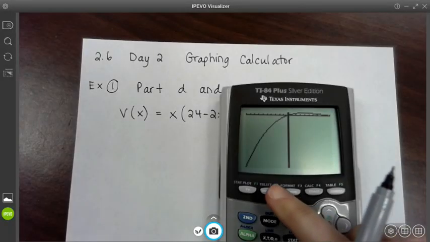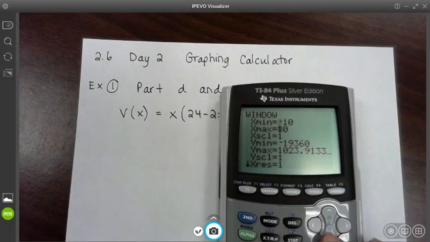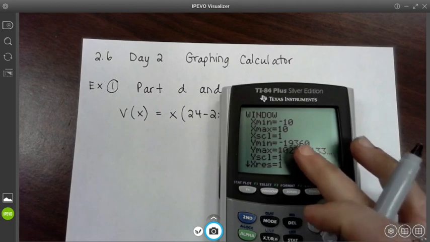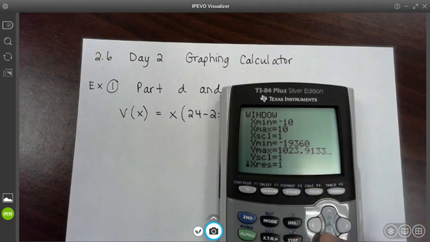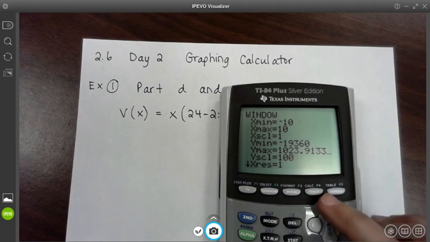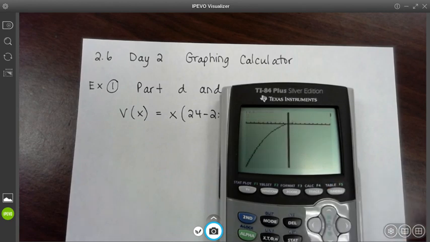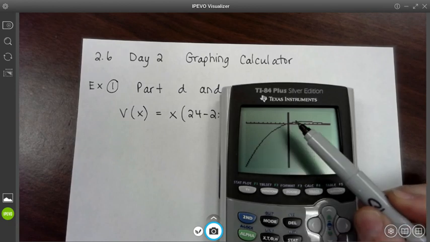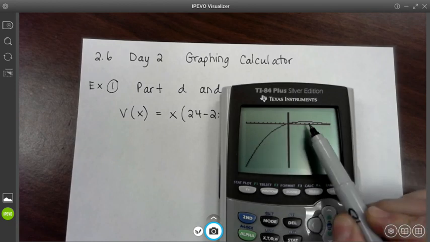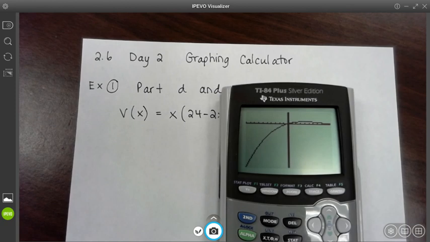That's kind of annoying. So I'm just going to change my window. So the Y max, look at it. It's going from negative 19,000 to 1,000. So I'm going to change my scale to count by 100. And then I'm going to let my Ys go up to 5,000 just to give me a better picture. And let's see what that does. All right, so again, I can still see that hump right there. So my local max is going to be right there. And if you want to keep changing the window, you can, but I know it's going to be right there.